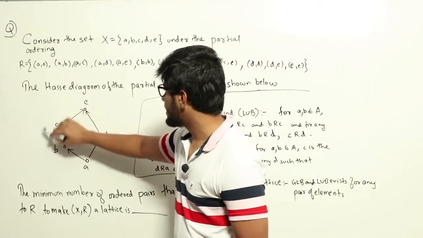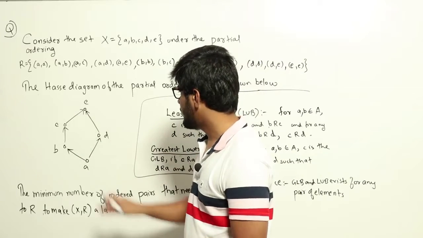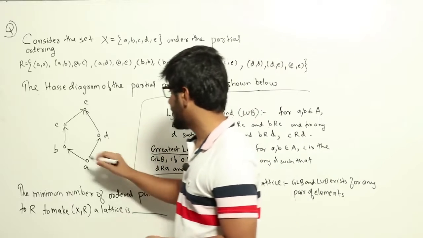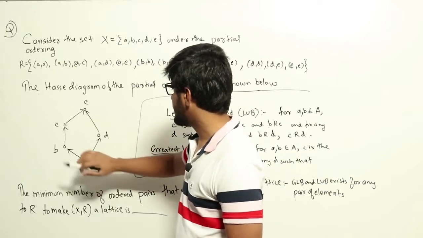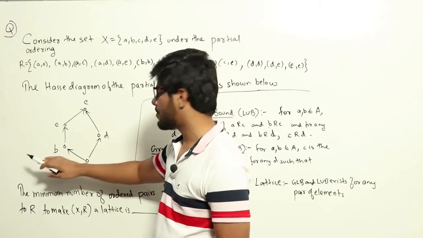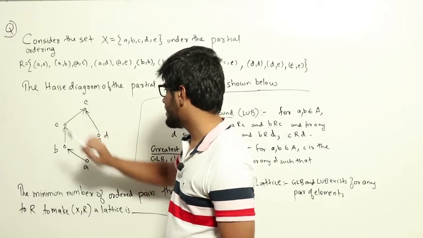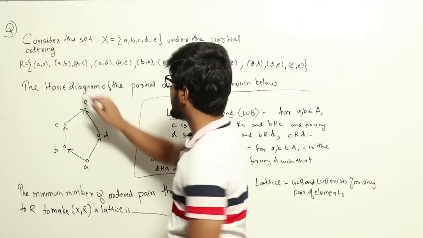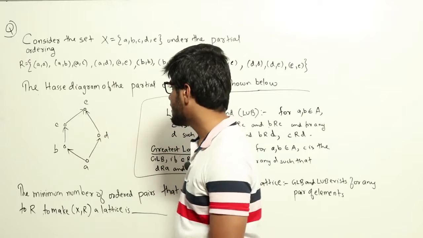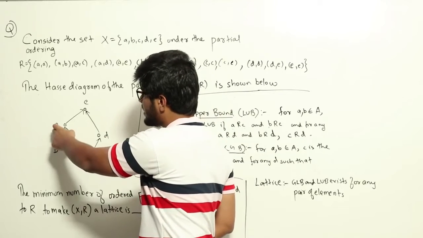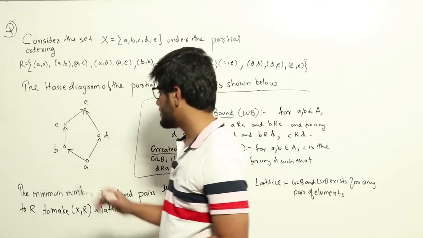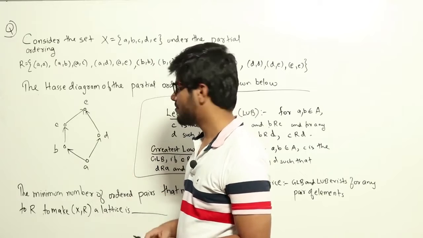If you look at the Hasse diagram here, every pair of elements has a least upper bound and a greatest lower bound. Why is that so? If you take A and B, the greatest lower bound is A only here, and the least upper bound will be B. If you take A and C, A is related to C, as there is a path from A to C in the Hasse diagram. Since A is related to C, C will be the least upper bound for A and C, and A will be the greatest lower bound for A and C.